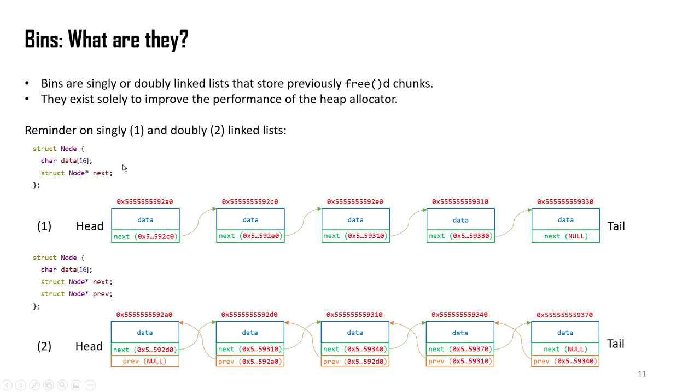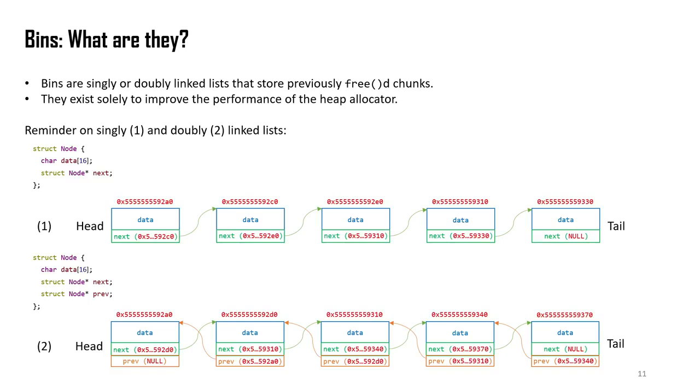So what are bins? They are singly or doubly linked lists that store previously freed chunks, and they exist solely to improve the performance of the heap allocator. Instead of slicing off a chunk from the heap, which takes a few operations, kind of slow, the allocator will return a chunk directly from a linked list, which is really fast.